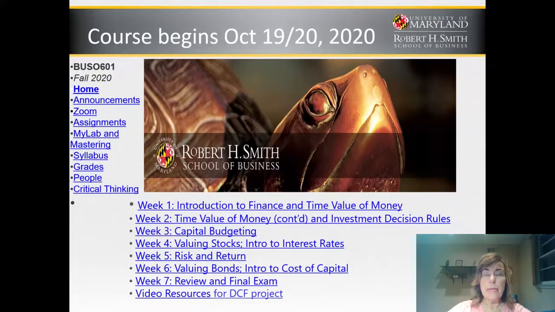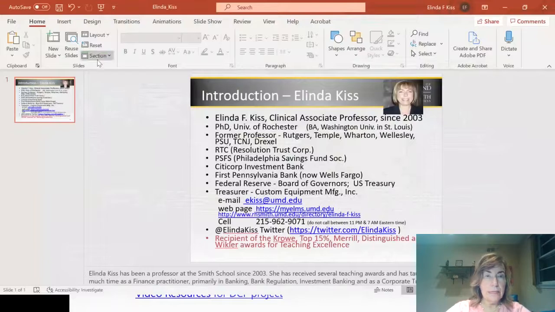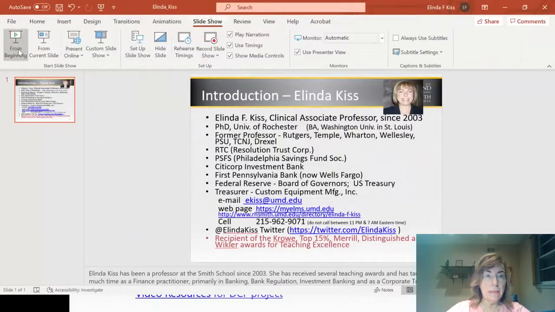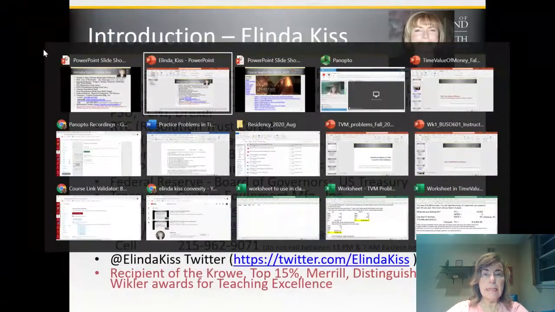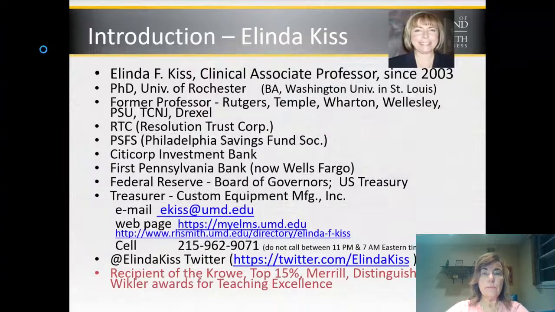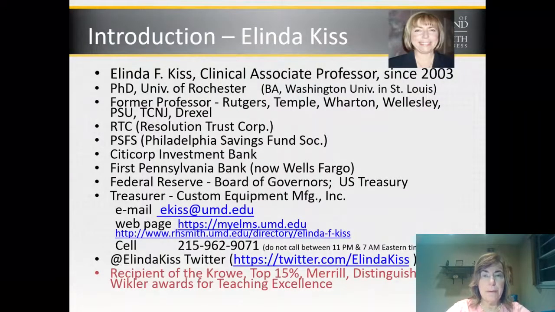Now, before I tell you anything more about the course, I'd like to tell you a little bit about me. So I am going to show you me. As I said, my name is Alinda Kiss, and I have been a professor in the finance department since 2003. I received my PhD from the University of Rochester, undergrad at Washington University in St. Louis. And I have taught at a couple other universities, Temple, Wharton, Wellesley, as you can see.